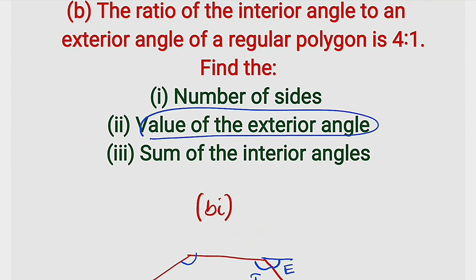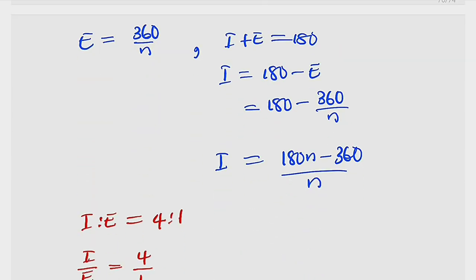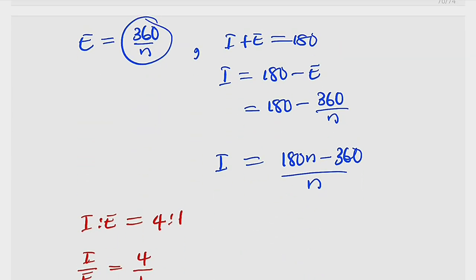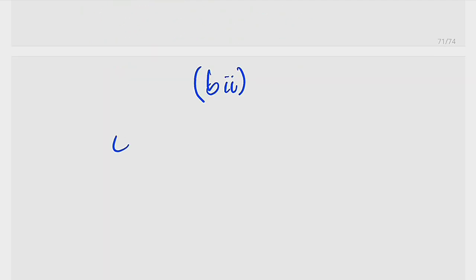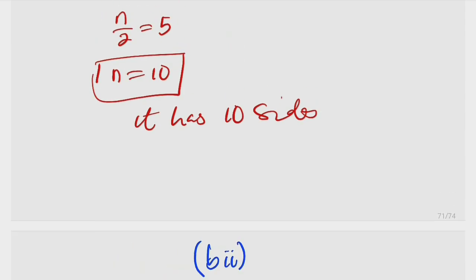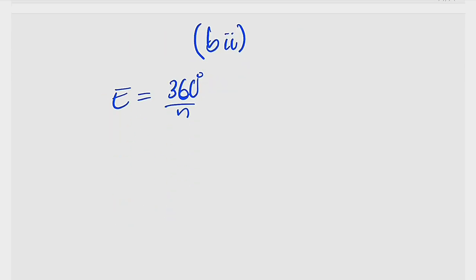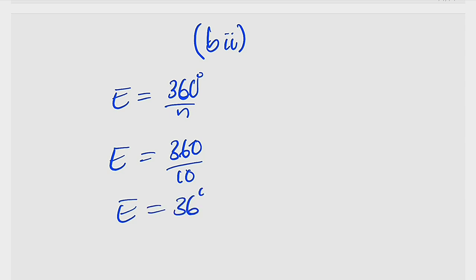Then Roman number 2, that is B Roman 2, we asked what? Find the value of the exterior angle. And what is that exterior angle? It is defined by 360 divided by n. E is equal to 360 degrees divided by n, right? And n is already 10 from the previous answer. So therefore, E is equal to 360 divided by 10, and E is equal to 36 degrees. So every single exterior angle of that regular polygon is 36 degrees.